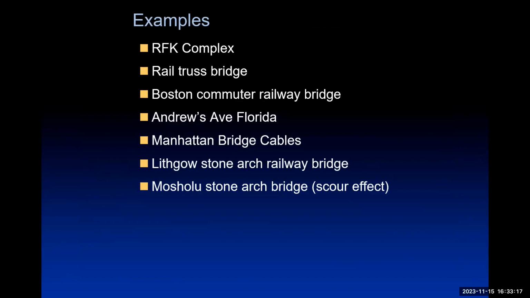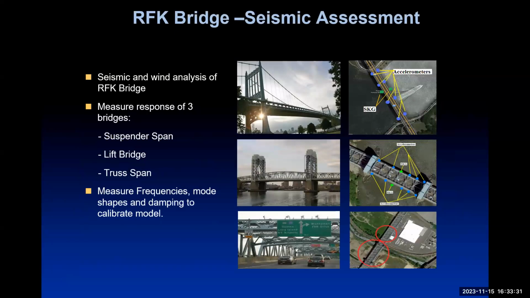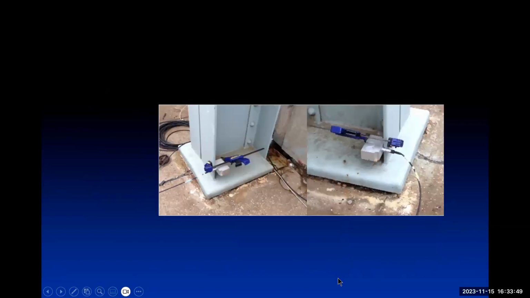Now, I'd like to give you some examples of real life response to bridges. First one is the RFK complex, and then I'll lead you through some others, which I think you may well find interesting. This is the RFK complex, which is previously known as the Triborough Bridge in New York City. It consists of three parts: a suspension bridge, a lift bridge, and a truss span. We measured all of them.